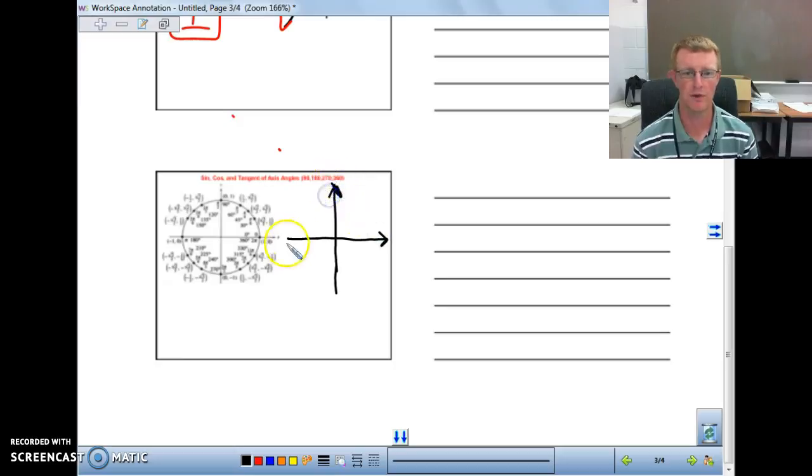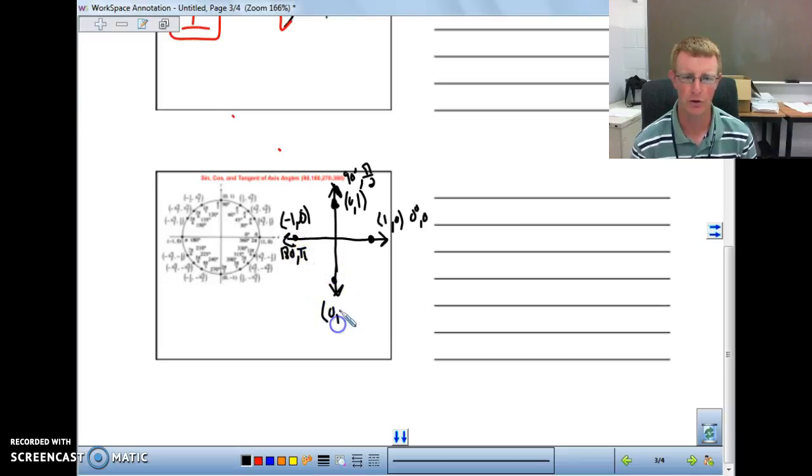So what I mean by that is all of these points right here. The one that's right on the x-axis over here, the one that is up here, the one that's to the left, and the one that's down here. So this is (1, 0), and this is at 0 degrees and 0 radians. This up here is at (0, 1), which is at 90 degrees and pi halves radians. Over here is (-1, 0), which is at 180 degrees and pi radians. And then down here is at (0, -1), which is 270 degrees and 3 pi over 2 radians.